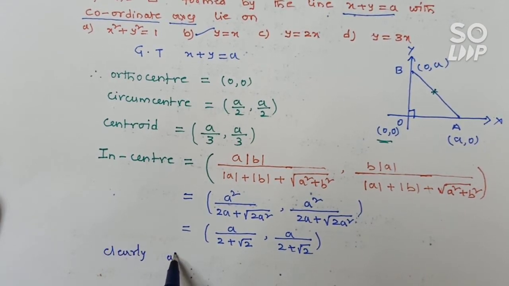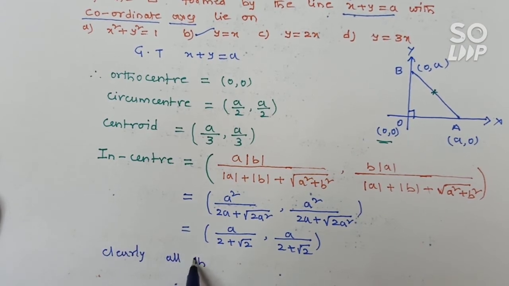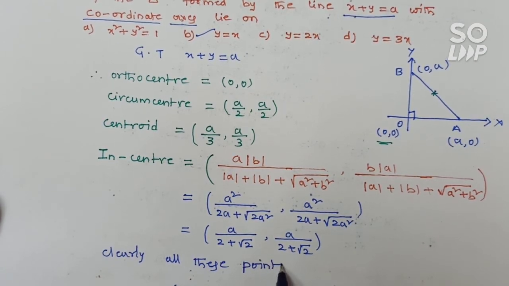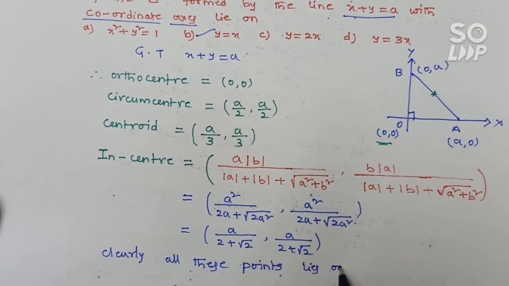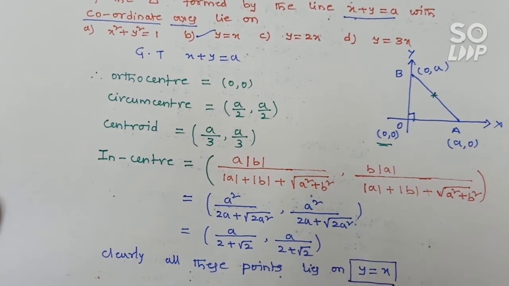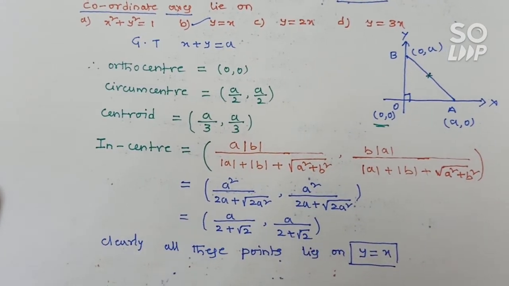So clearly you write that all these points lie on y equals x. So your answer will be y equals x, that is the correct answer.